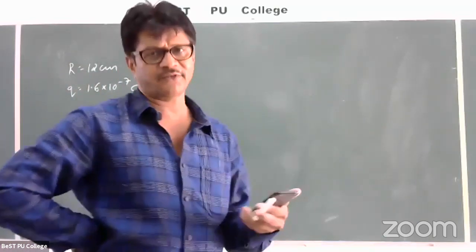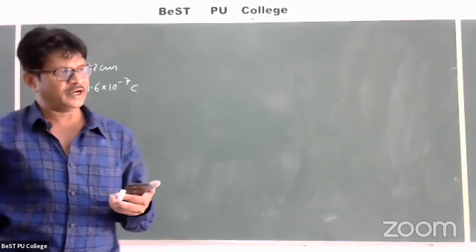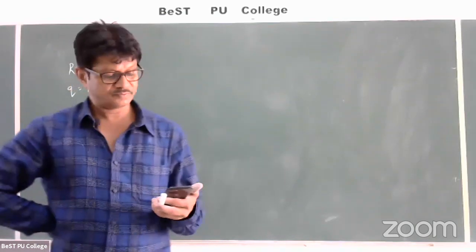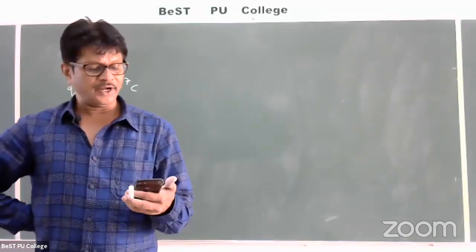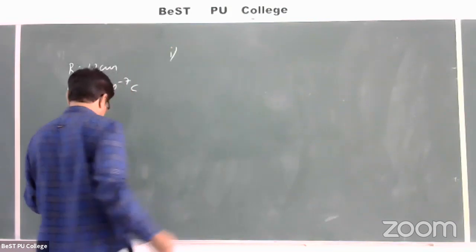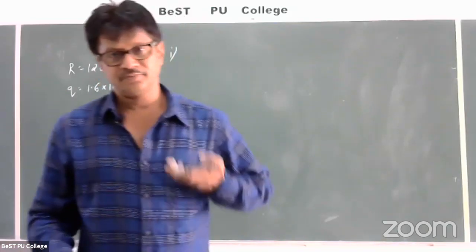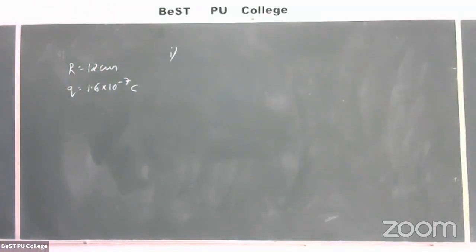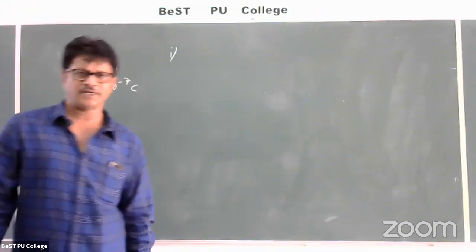What is the electric field and potential, first one, at a point 18 centimeter from the center of the sphere?